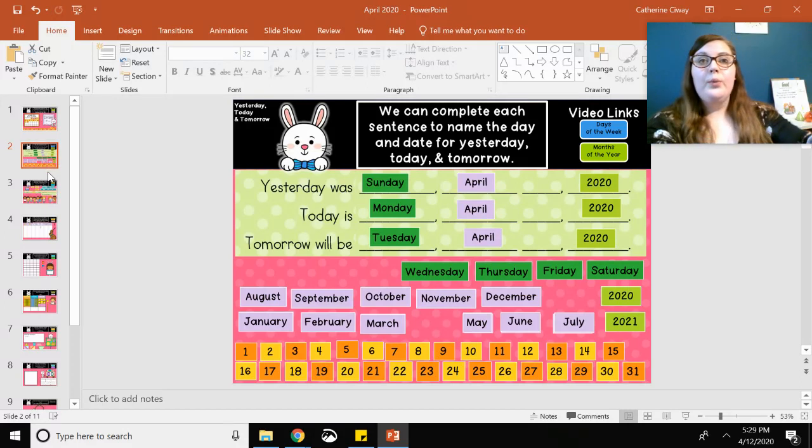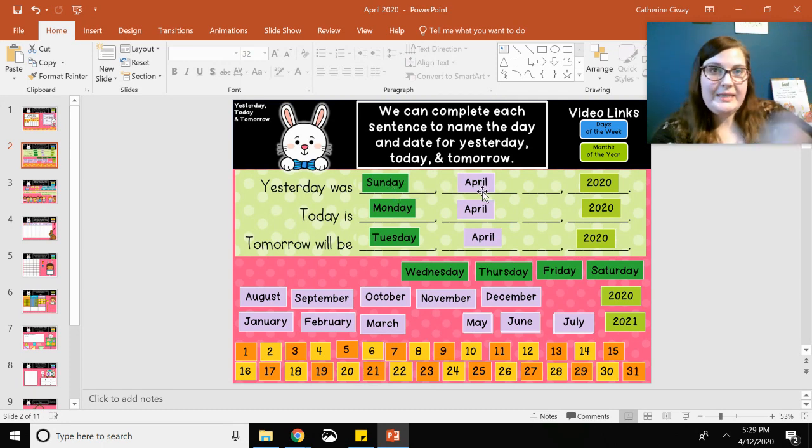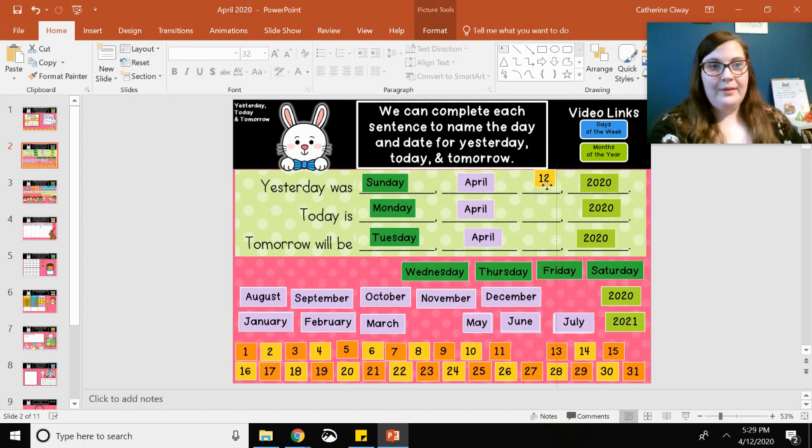If we're continuing along, just like we had in our old calendar, we're going to write in our days. So if you're reading the whole way through, it starts with yesterday. So let's do this part together. Ready? Yesterday was Sunday, April. What would yesterday have been? If today is the 13th, the day before was 12. Sunday, April 12th, 2020.